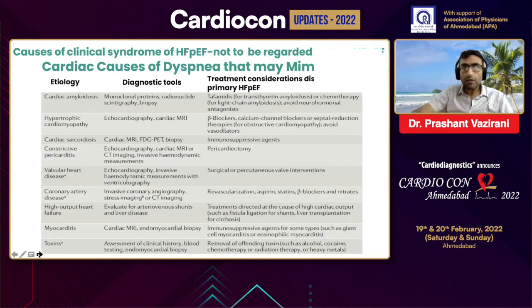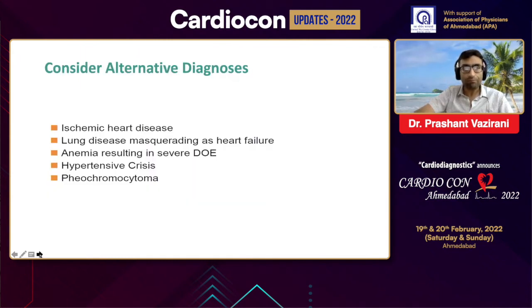So there are some other disorders which should be ruled out when you label a patient as HFpEF, like the cardiac causes of dyspnea that may mimic HFpEF. I'll just enumerate them: cardiac amyloidosis, HOCM, cardiac sarcoidosis, constrictive pericarditis, valvular heart disease, CAD, high output heart failures like liver disease, AV shunts, and thyrotoxicosis, myocarditis, toxins. So these disorders should be ruled out before you label a patient as HFpEF. Also rule out ILD, lung diseases masquerading as heart failure, anemia, hypertensive crisis, and pheochromocytoma.